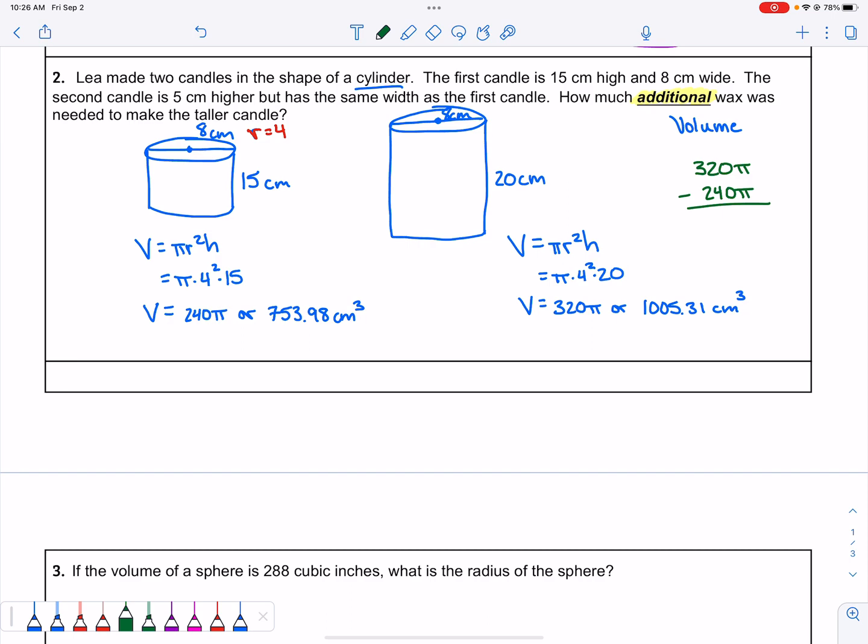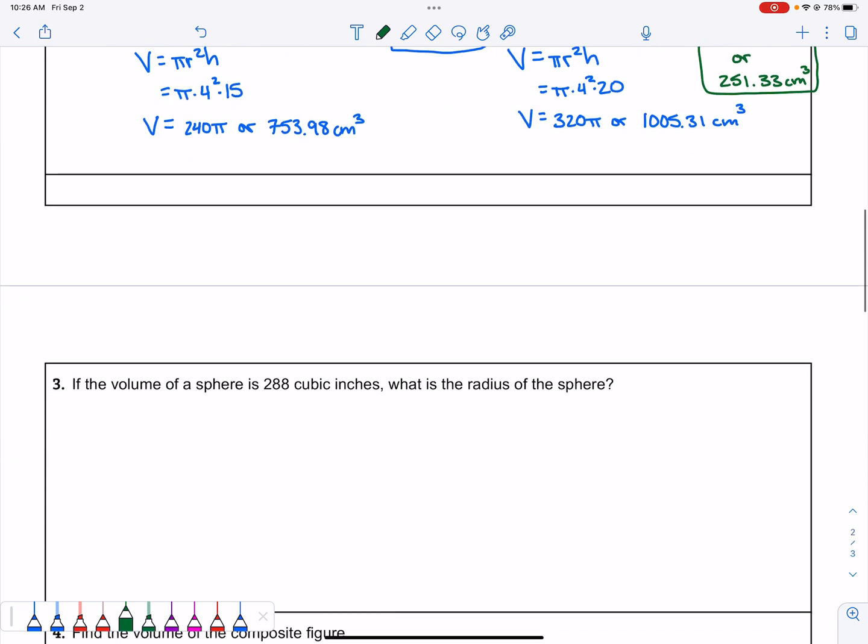So I could say 320 pi minus 240 pi would be 80 pi, or in decimal terms, it would be 251.68 cubic centimeters of wax. So that is my final answer for number 2.